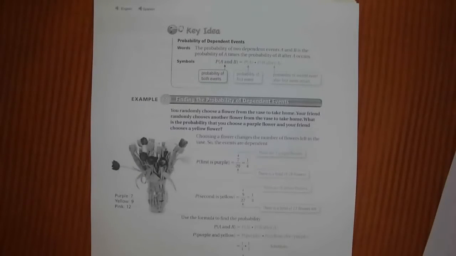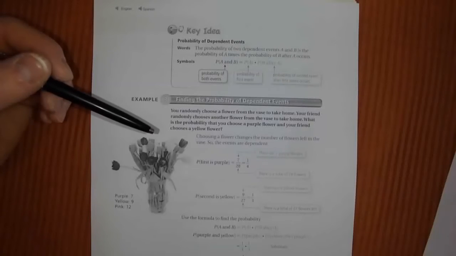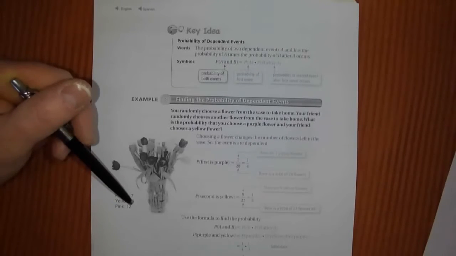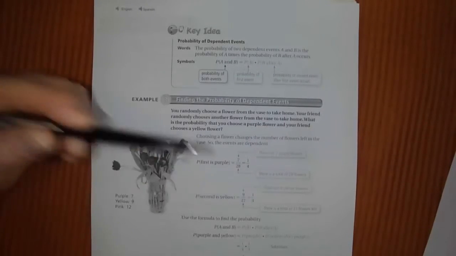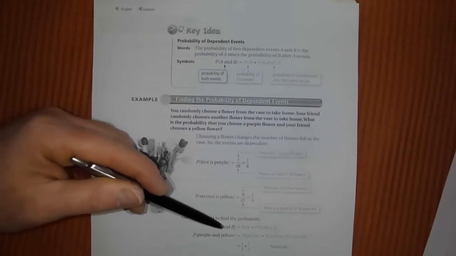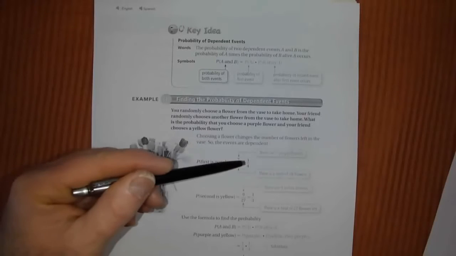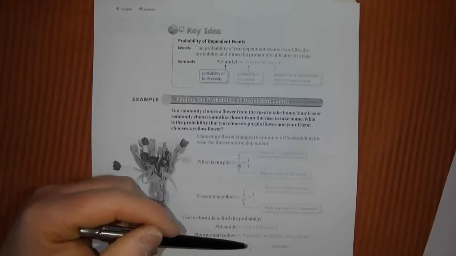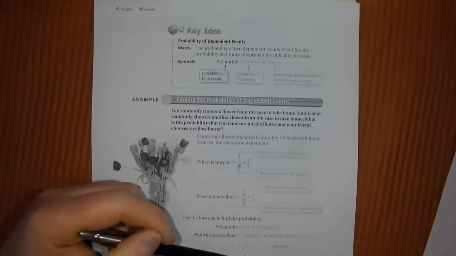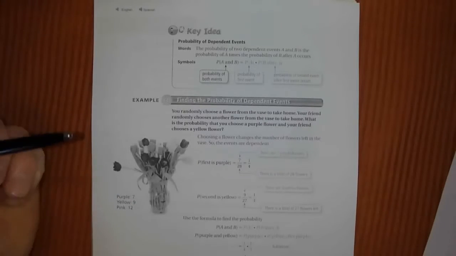Okay, now what if this is dependent? What if I want to pull a second one that's yellow? So there's 9 yellows, but I've already pulled 1, so I only have 27 left. So I have 9 over 27. What would then be my probability of getting an A and a B, a purple, then a yellow? Yellow after purple, you take the 1/4, take the 1/3, and we're going to multiply them. Get 1 over 12, or 8%.